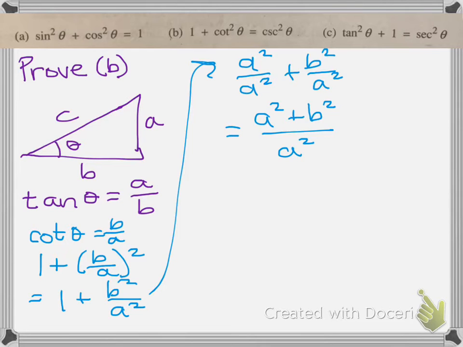We already know A squared plus B squared is equal to C squared. So C squared over A squared, and that is the same thing as (C over A) squared.